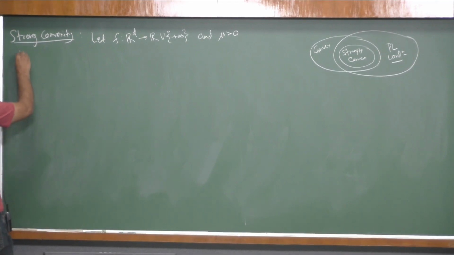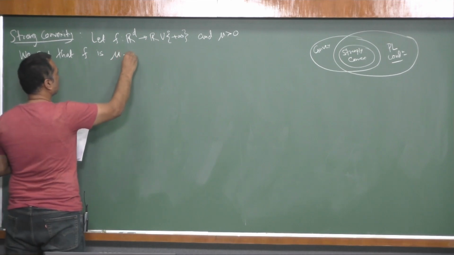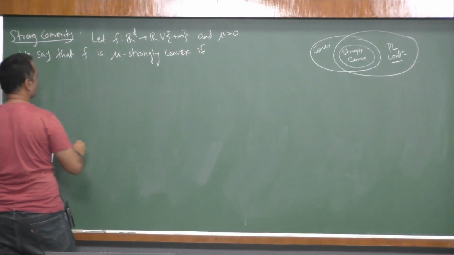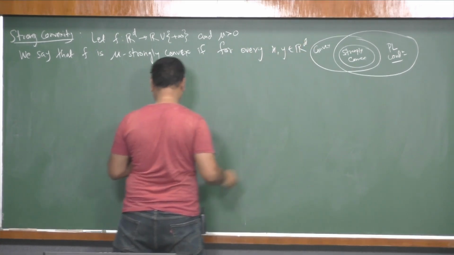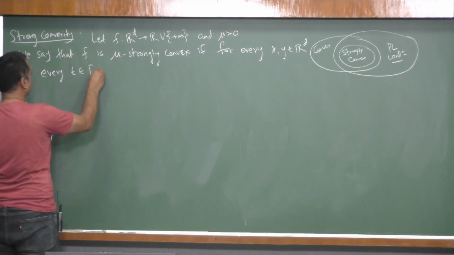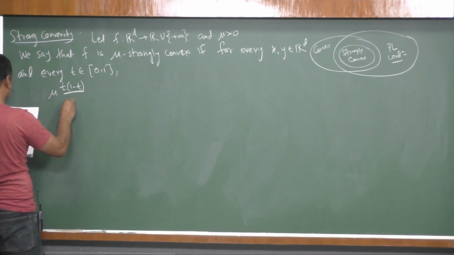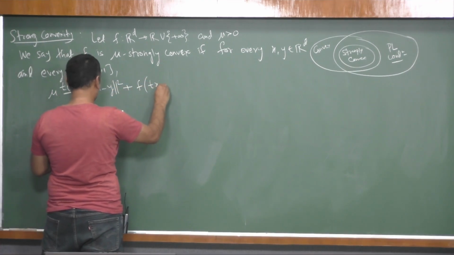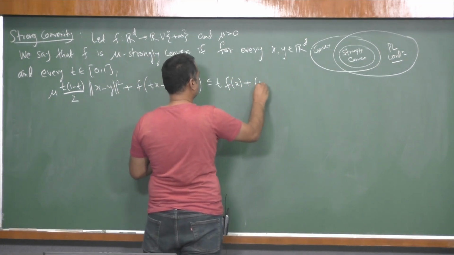We say that f is mu strongly convex if for every x, y in the domain R^d and for every t in [0,1], we have mu t(1 minus t)/2 times norm of x minus y, whole squared, plus f(tx plus (1 minus t)y) is less than or equal to t f(x) plus (1 minus t) f(y).